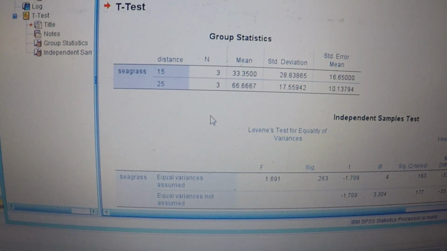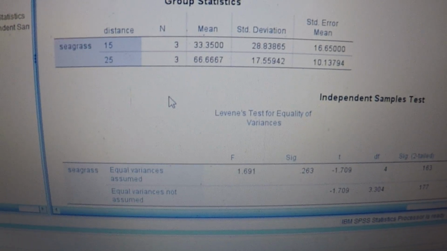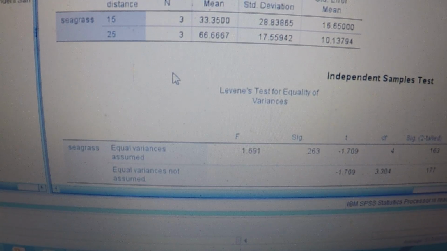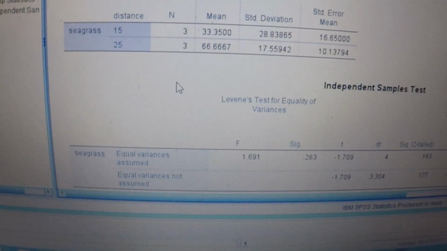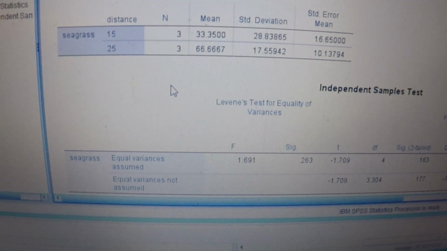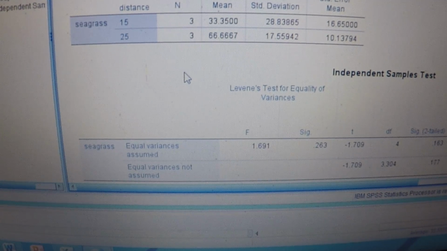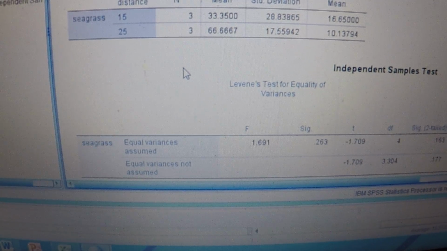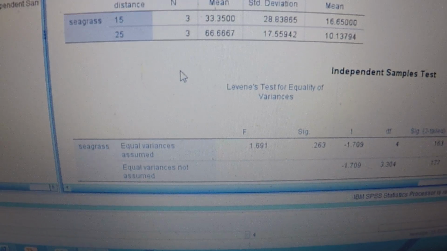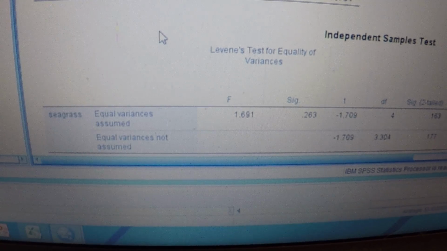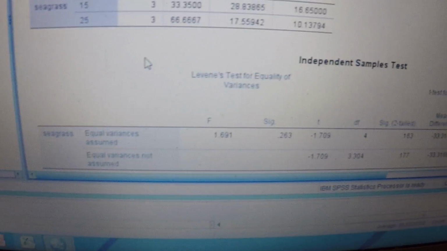So the first thing that we want to look at, again, is that equality of variance test. And so for F, we have 1.691, and for our p-value, 0.263. With a value of 0.263, do we have equal variances or not? We do. We have equal variances because if your p-value is greater than 0.05, they are in fact equal. And so what that means is we're going to use the equal variances assumed row on top to get our information about t.